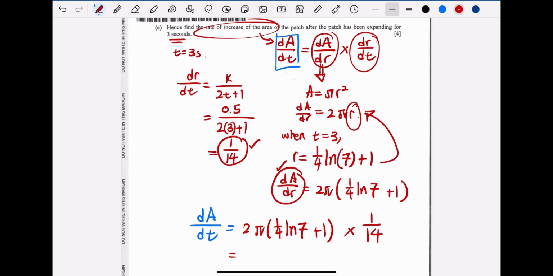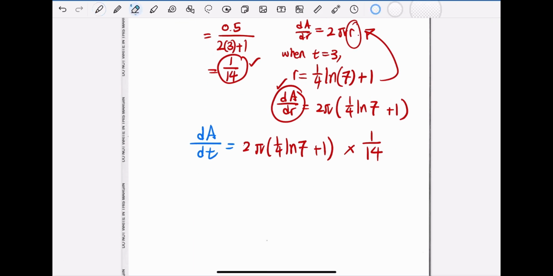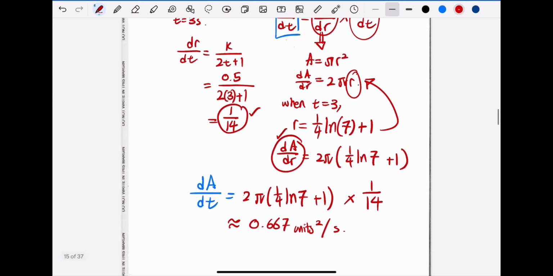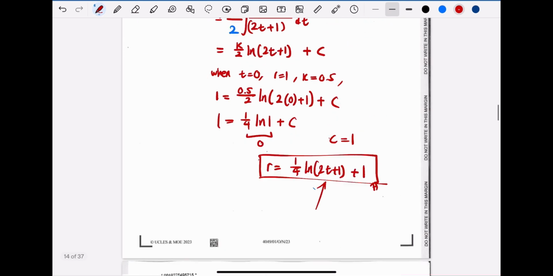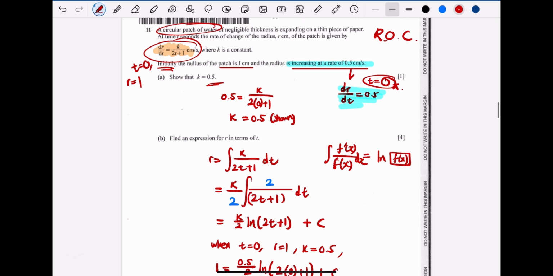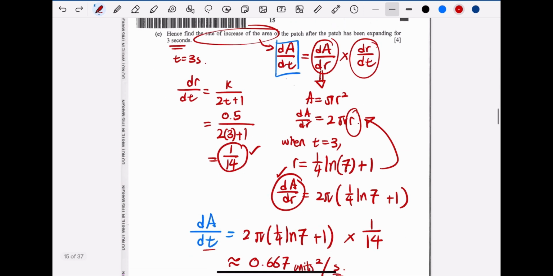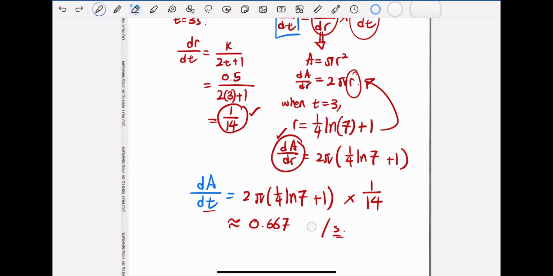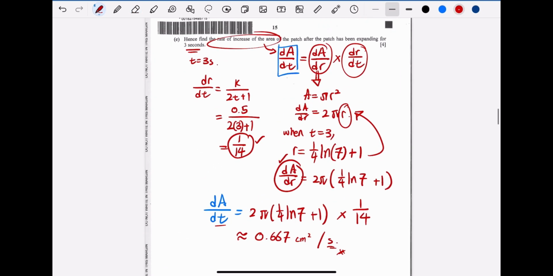So just press this in your calculator, and you will get your answer to be approximately 0.667 units squared per second. In terms of time, and our area, they have given it to us in cm, so we will need to write this as cm squared per second. And that is your answer for this question.